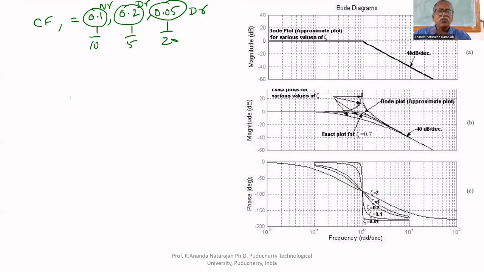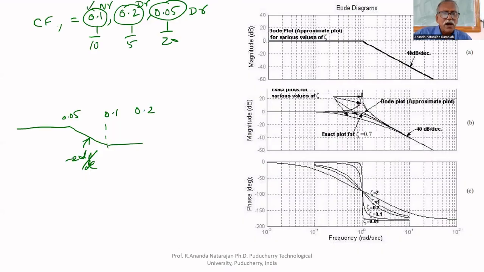So, if I know the corner frequencies, the first corner frequency is 0.05. So, up to 0.05, it is 0 dB. After that, up to 0.1, this is in the numerator. Up to 0.1, it decreases at the rate of minus 20 dB per decade. It decreases up to what point? Up to 0.1. After that, up to 0.2, it is a horizontal line because the numerator term comes in.